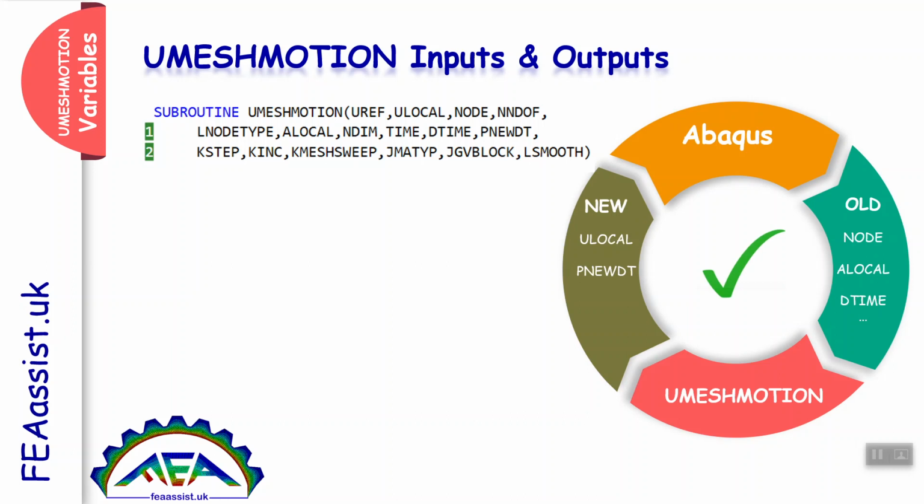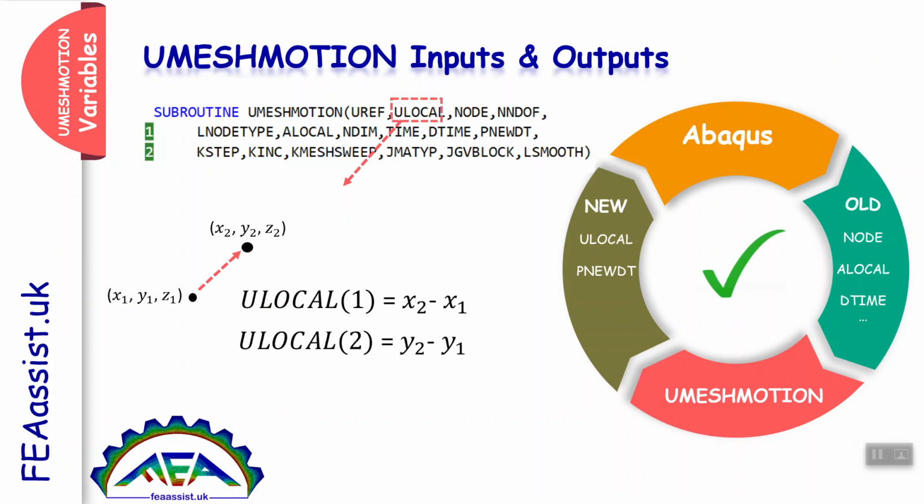This is how Abaqus and UMESHMOTION interact with each other, which is necessary to understand well to write a well-working UMESHMOTION subroutine. Here I explain one of the variables, ULOCAL. Consider you have a point x1, y1, z1. This point is going to be transferred to point 2. So ULOCAL 1 is the displacement or velocity in x direction, ULOCAL 2 in the 2 direction, y direction, and ULOCAL 3 in the 3 direction, or z direction. These variables need to be well explained to understand UMESHMOTION, which is one of the complex subroutines in Abaqus.